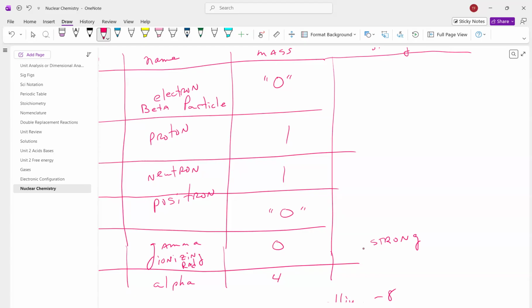Okay, so the stronger the radiation, the more you have to put between you and the source of the radiation. Now, with gamma, we're talking about concrete.